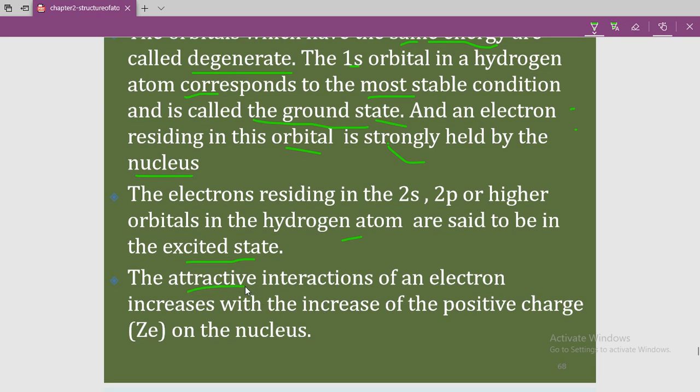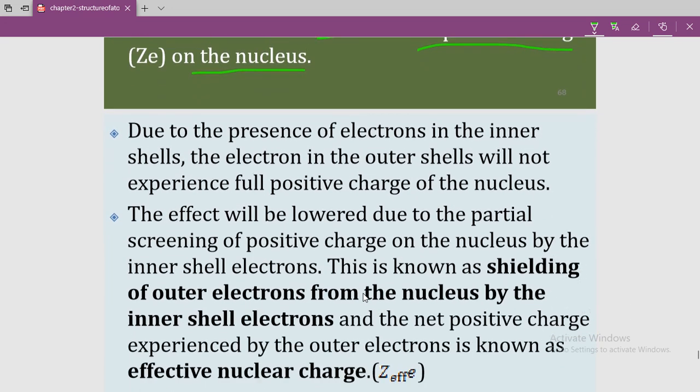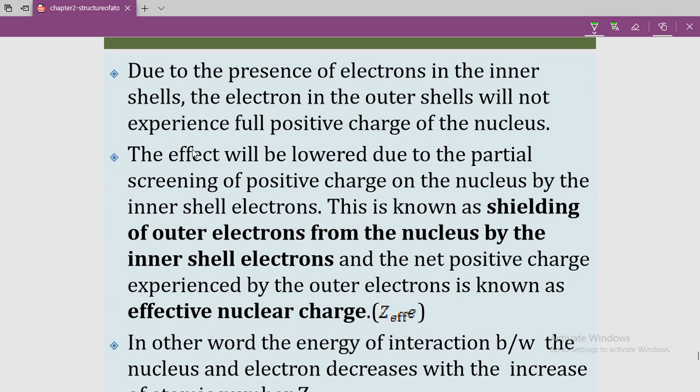The attractive interaction of an electron increases with the increase of the positive charge on the nucleus. As the positive charge increases, electrons of the lower orbital become too close to the nucleus and are tightly held by it. It means that due to the presence of electrons in the inner shell, the electron in the outer shell will not experience the positive charge of the nucleus.